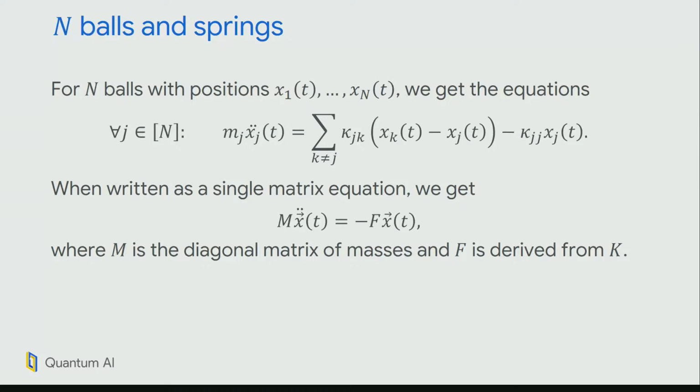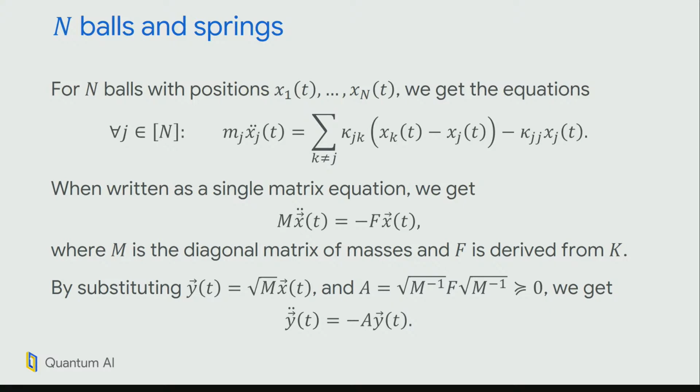And finally, again, if you remember in this system with one ball and one spring, we did a variable substitution to make the equation look a little prettier. And I'm going to do the same kind of variable substitution here. I'm going to define some variable y that is the square root of M times x. And then I'm going to take this guy and just change some variables. And that makes the equation look even nicer. It's just y double dot equals minus A y. And the important thing is A is positive semi-definite.